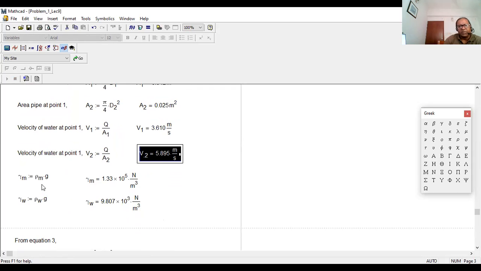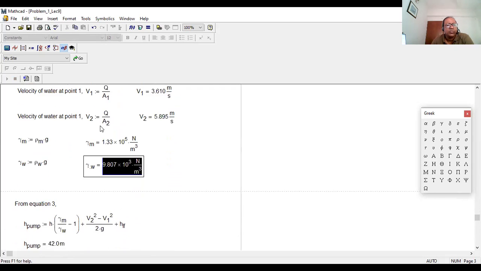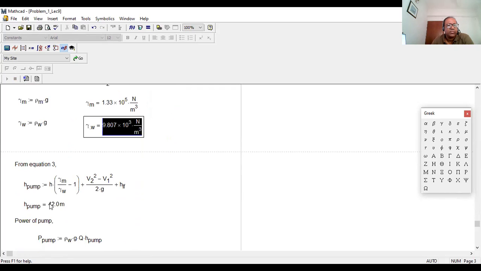Now you are getting gamma. Figure out the gamma M and gamma. Gamma equal to rho G. You figure out the gamma over here. Okay. Then put everything in the equation. You get head of the pump 42 meters.